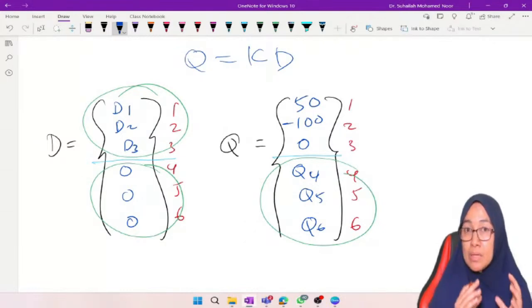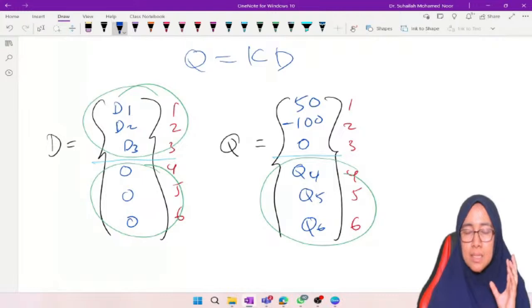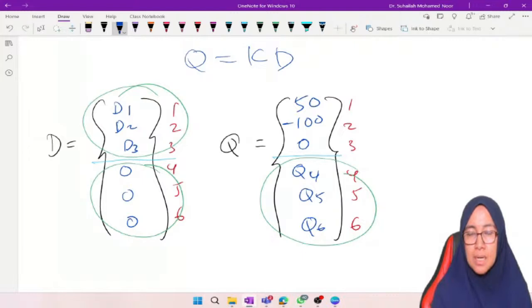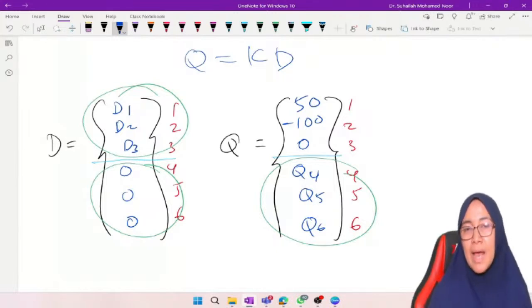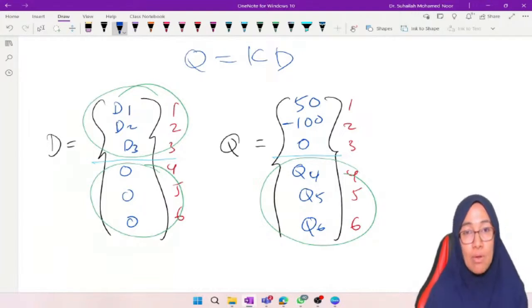Using the stiffness equation, we will first solve the unknown displacements D1, D2, D3. Then we will solve the unknown reactions Q4, Q5, Q6. By solving the stiffness equation, we will solve displacement first, and after that, we use the displacement that we get to calculate reaction at the support. That is why the unknown displacement will be determined first, so we label D1 to D3 first, followed by the constrained ones.